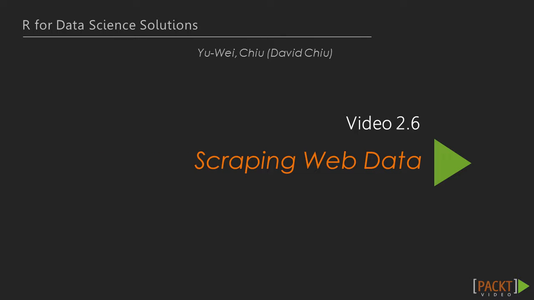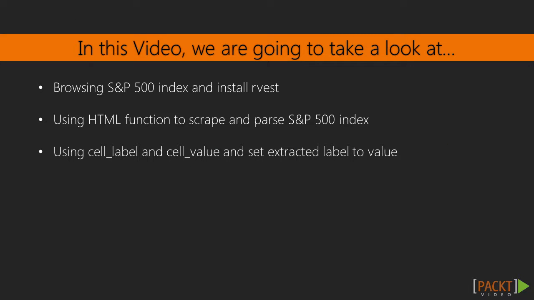Welcome to the last video of this section, Scraping Web Data. In the previous video, we learned how to read data from databases. In this video, we're going to take a look at browsing the S&P 500 index, scraping and parsing the S&P 500 index, and using cell label and cell value.